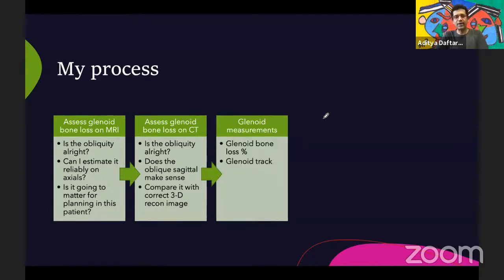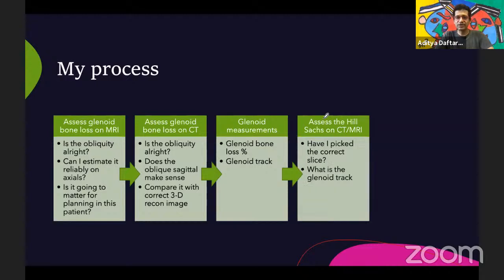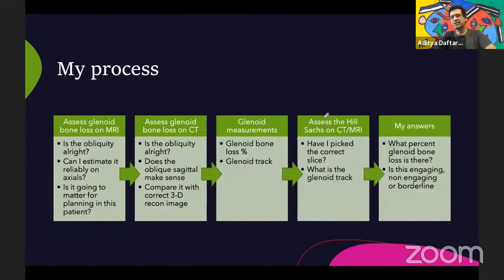Subsequent to that, I'll get the glenoid measurements, which will be the glenoid bone loss percentage-wise, as well as the glenoid bone tract, the glenoid tract. And then I'll assess the Hill-Sachs on the CT or MRI. Again, I'll go back to see if I've picked the correct slice, and I'll identify what the glenoid tract is. And then finally, I will have answers: what is the percent glenoid bone loss here, and whether this is engaging or non-engaging or in the borderline category.